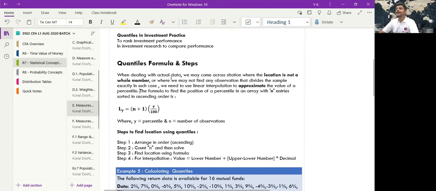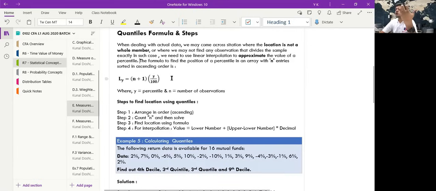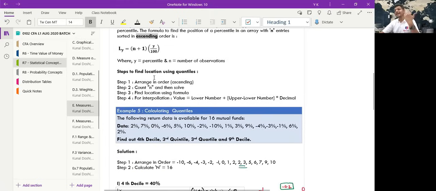When dealing with actual data, we may come across a situation where the location is not a whole number, or where we may not find any observation that divides the sample exactly. So we are not exactly able to get the 10th or the 11th number. Therefore, in such a case, we use approximation. We use interpolation. The formula to find the percentile in an array with n entries, where n is the number of data, sorted in ascending order. So you first arrange it in order. We arranged the numbers in order, and then we found the location.